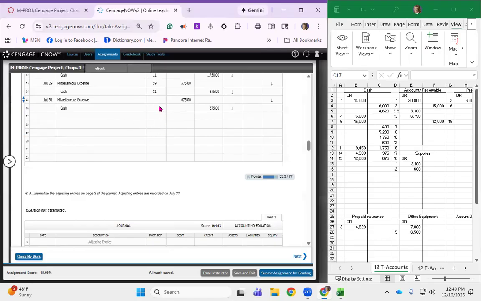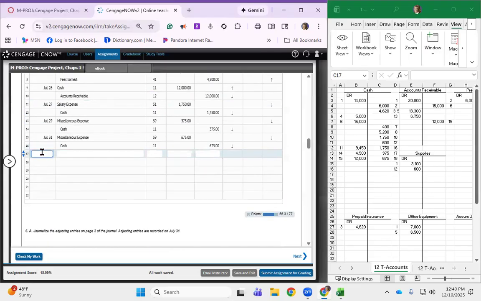Okay, now we're going to put in the post references. So miscellaneous is 59 and cash is 11. Okay, July 31st now. We're almost to the end. We are at the end of the month.